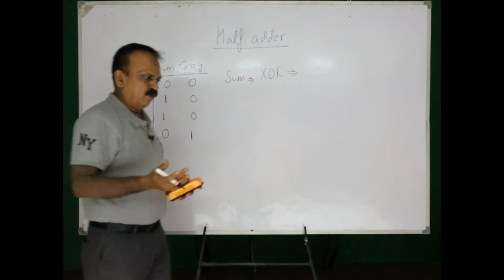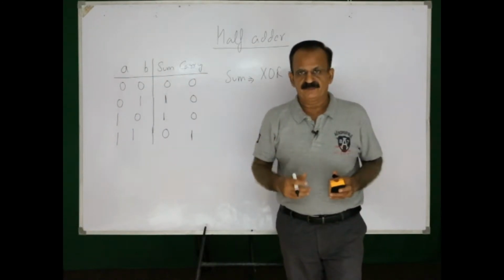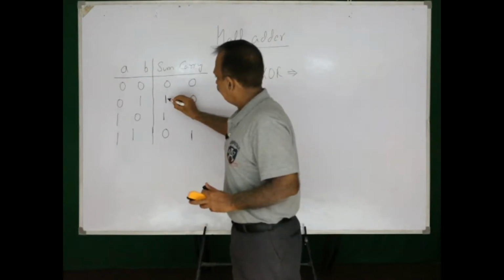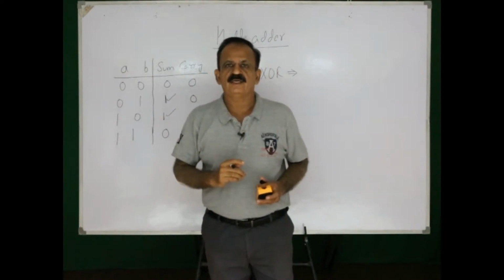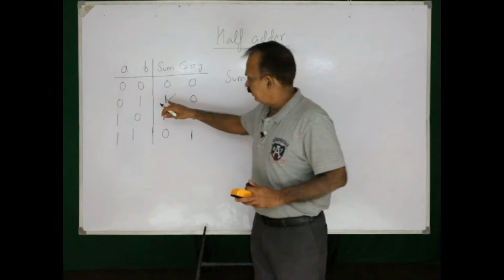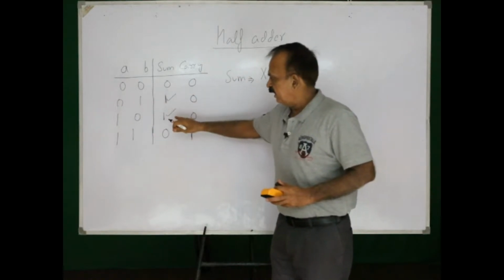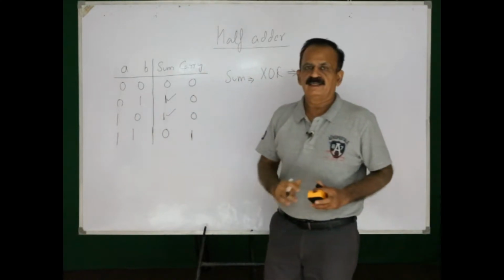It can be in the form of sum of product or in the form of product of sum. Say I use sum of product. In sum of product, I will be adding the fundamental product of those entries for which the output value is 1. Here the output is 1, so I will have the fundamental product of this. Here again the output is 1, so I will have the fundamental product of this.